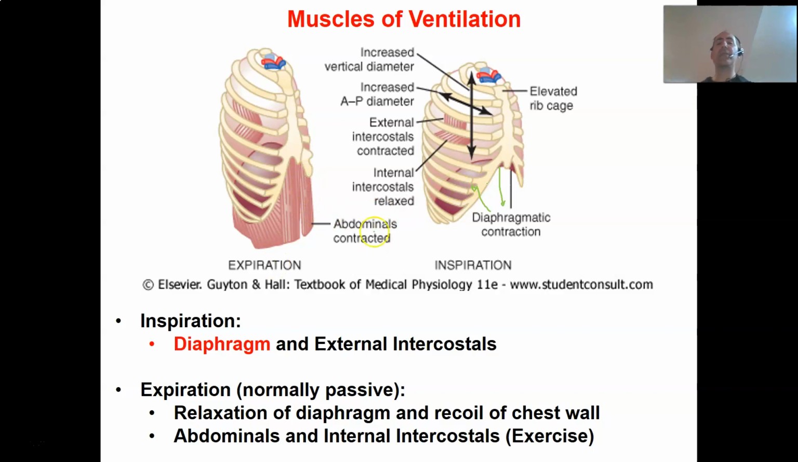So why do we have these other muscles? The abdominals, the rectus abdominis, the deep abdominal muscles, the transverse abdominis, the intercostals, the external and internal intercostals are all involved in situations where you need to move air much more quickly, and so the diaphragm needs help.